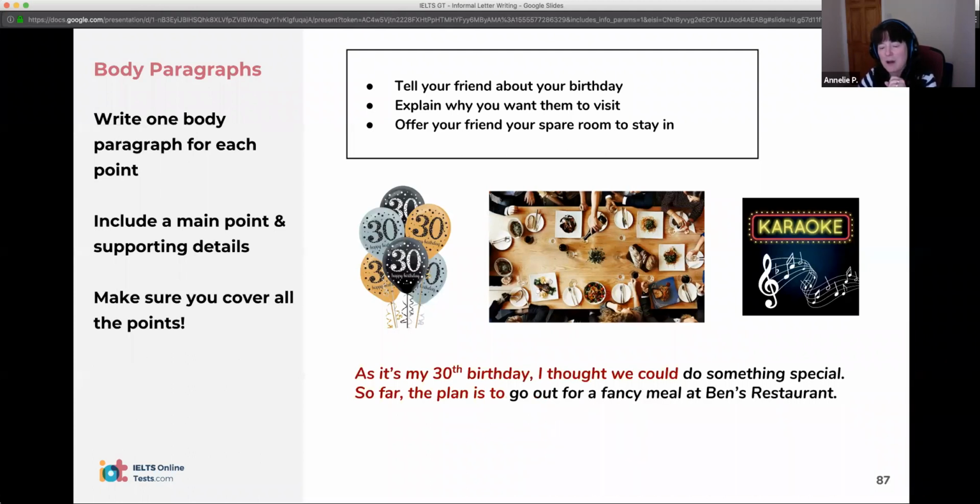Okay, so we've gone, go out for a fancy meal at Ben's restaurant. It's the pool party again. Definitely going to have a pool party. Okay, so fancy meal at Ben's restaurant. Then we'll, what's the last thing we're going to do? Go for a walk. Okay, go for a dance. Go and sing at karaoke. That is what we talked about.